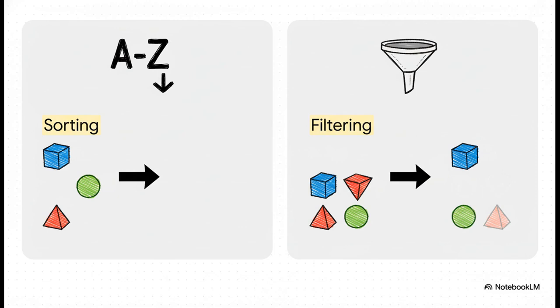Okay, let's talk about two really important tools, sorting and filtering. It's super important to know the difference. When you sort, you're rearranging all of your data, right? Like putting names in alphabetical order. But when you filter, you're temporarily hiding the stuff you don't need to see. This lets you focus only on what matters, like, say, just the employees in the IT department.